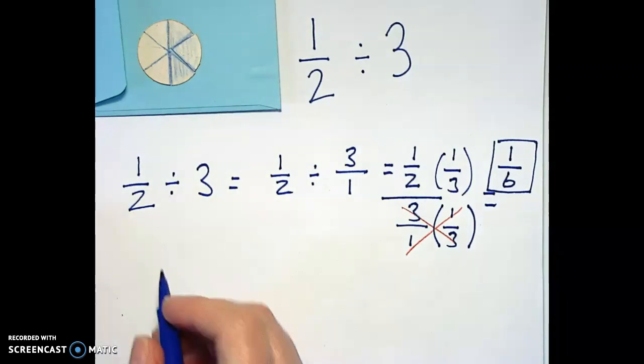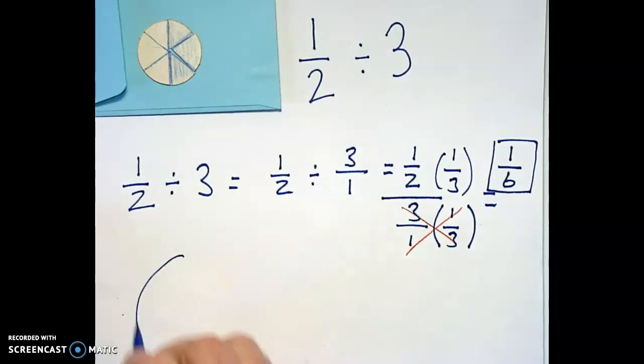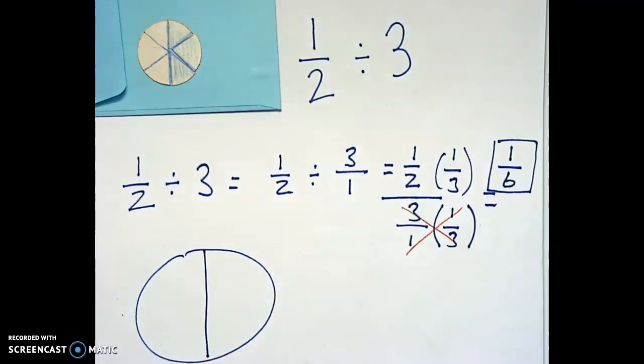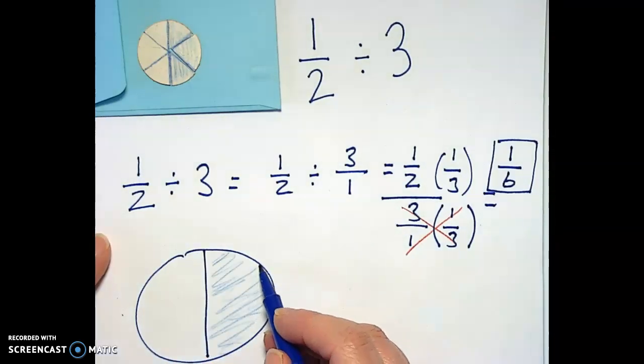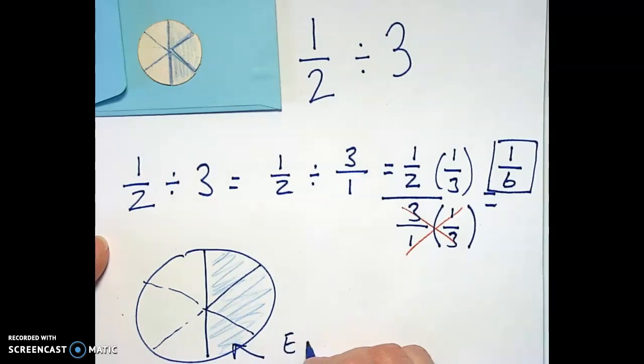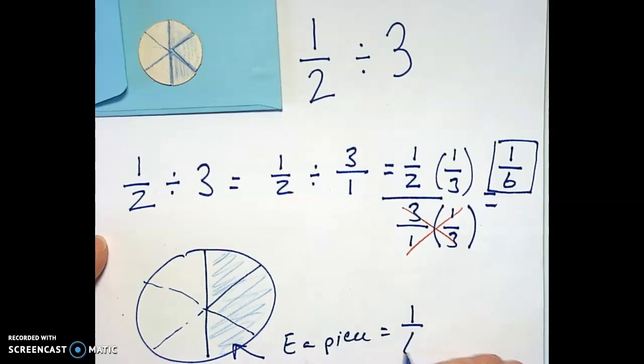So we've got 1/2 divided by 3. Here's our 1/2 really quickly. We're going to break this into 3 relatively equal pieces. But you know my drawings are never perfect. And when we divide this into 3 relatively equal pieces, each piece is 1/6 of the original pizza.